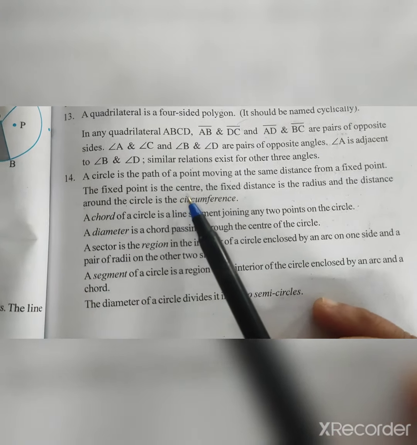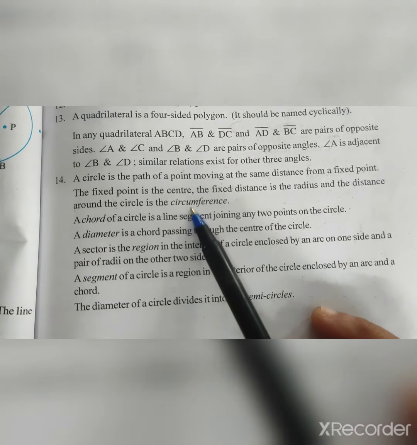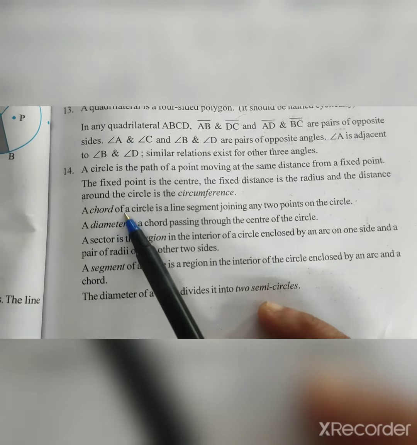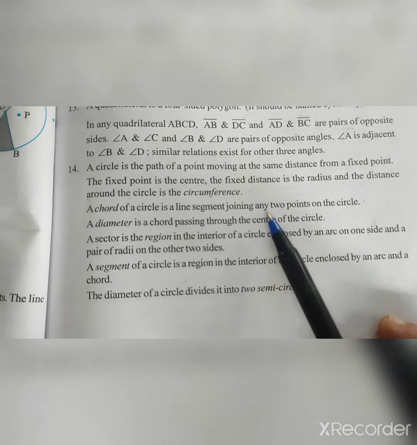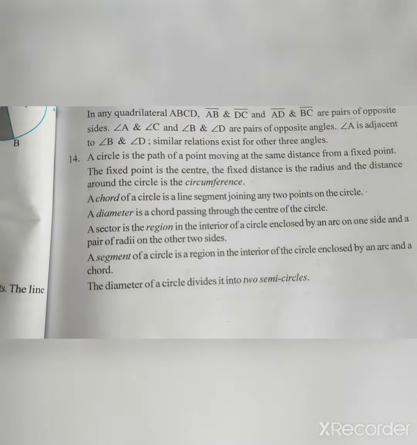A circle is the path of a point moving at the same distance from a fixed point. The fixed point is the center of the circle. The fixed distance is the radius, and the distance around the circle is the circumference. A chord of a circle is a line segment joining any 2 points on the circle. A diameter is a chord passing through the center of the circle.